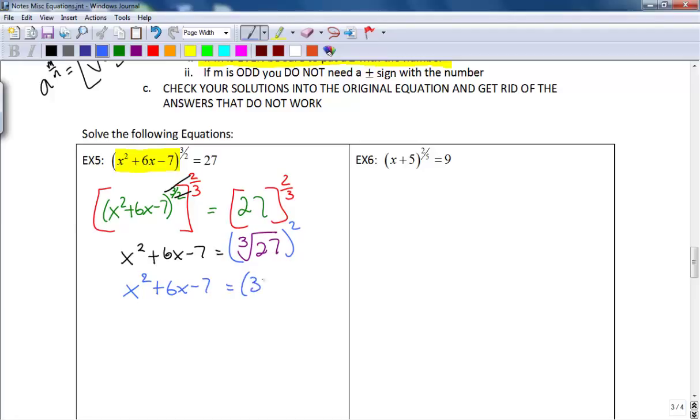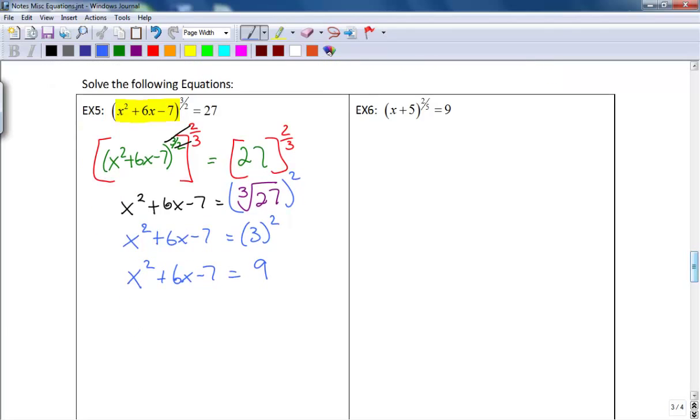And I have 3 squared. Well, 3 squared is 9. So I end up with x squared plus 6x minus 7 is equal to 9. All right, well, what type of equation is this? Well, this is a quadratic.